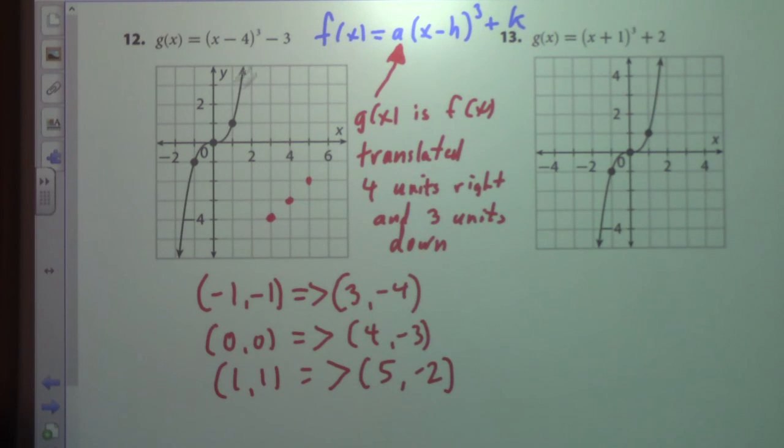So here are the reference points. Here's the original graph. We go 4 units to the right, 2, 3, 4, and 3 units down, 1, 2, 3. Does that match just fine? That looks good, doesn't it?